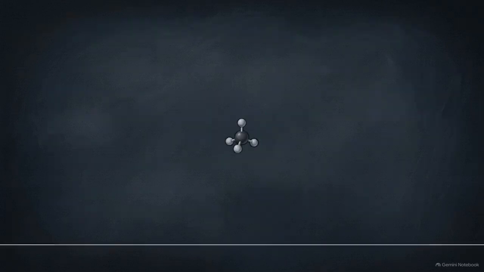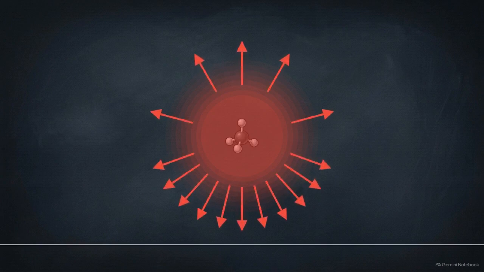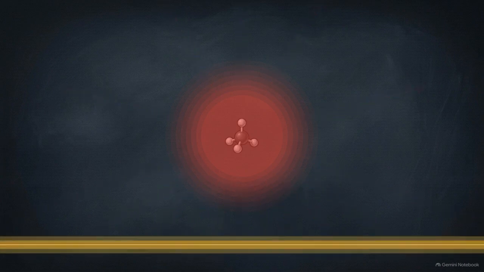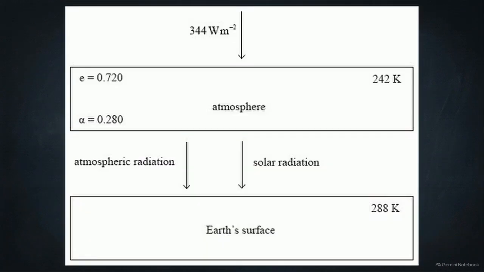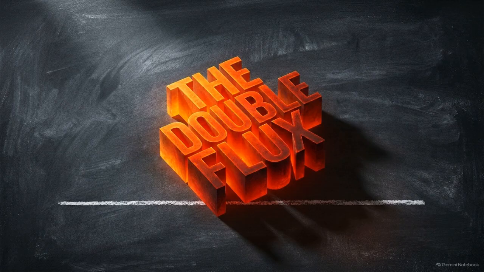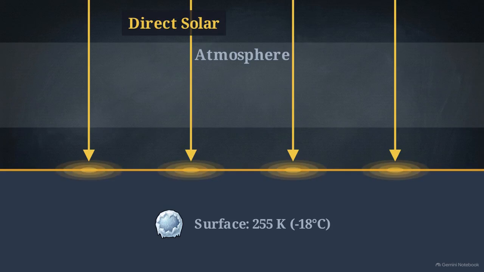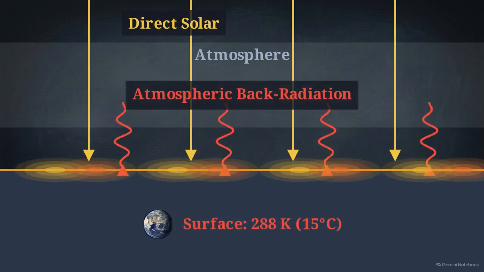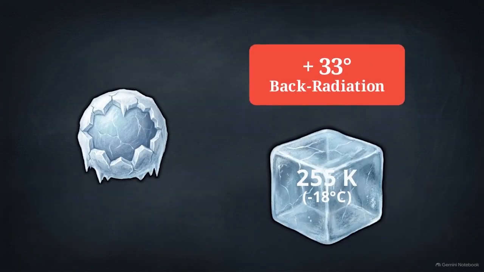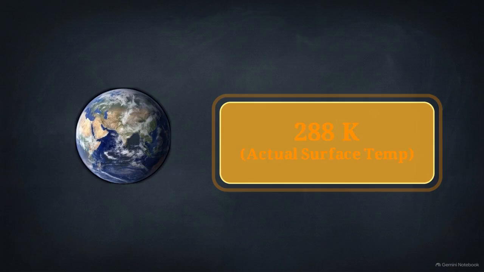When these molecules absorb that radiation, they heat up. They must then re-radiate that energy in all directions, including right back down to where it came from. Returning to our two-layer model, we map this as a distinct downward flow, atmospheric backradiation. The surface is now receiving a massive influx of energy from two sources simultaneously. It gets direct solar radiation from the top down and a relentless barrage of back radiation from the atmosphere directly above it. It is this compounded downward flux that mathematically forces the Earth's surface to a stable 288 Kelvin, providing the exact 33 degrees of heat we were missing.